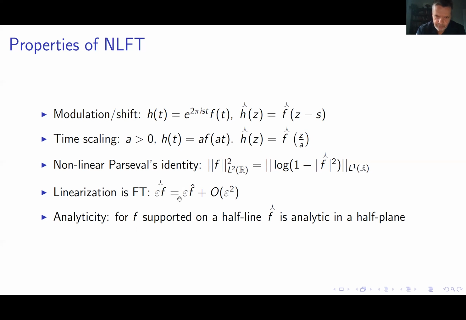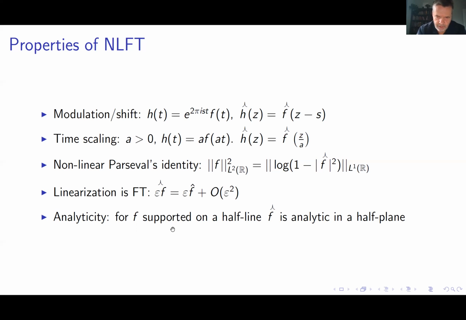Finally, the linear Fourier transform is the main term of this nonlinear Fourier transform in the following sense. If you multiply f by epsilon and then take the nonlinear Fourier transform and then tend epsilon to 0, then the main term here will be epsilon f hat, where f hat is the linear Fourier transform, and everything else will be much smaller. So the linear Fourier transform is a linearization of this new nonlinear transform.